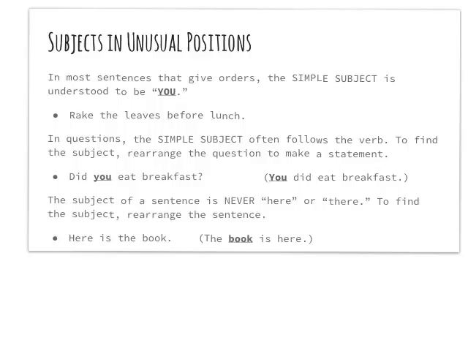We call it an implied subject, and that implied subject is you. The speaker is talking to you. So you is the simple subject of that sentence. It's also the complete subject because everything else is telling us about that predicate.